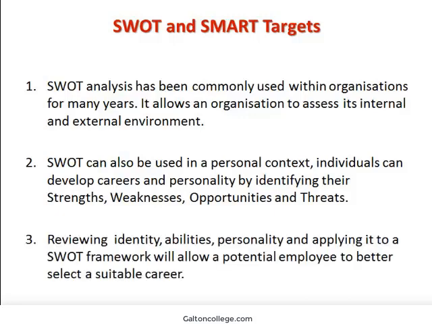Reviewing identity, abilities, personality and applying it to a SWOT framework will allow a potential employee to better select a suitable career. Once a person has undertaken this and undertaken it properly and honestly, just set out 4 headings: strengths, weaknesses, opportunities and threats, and then fill out honestly about themselves under those headings. What are their strengths? What are their weaknesses? What are the opportunities that they've got, and what are the threats that confront them?